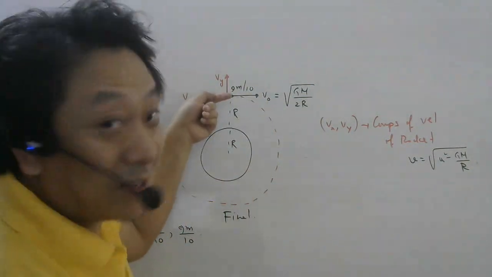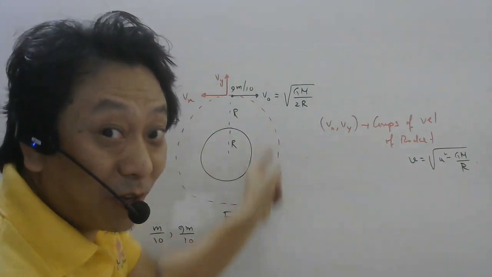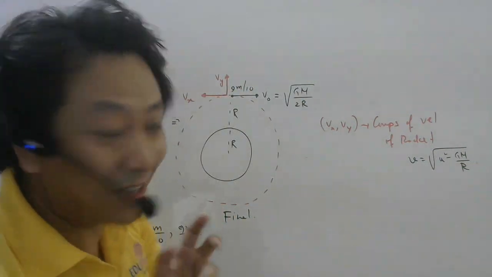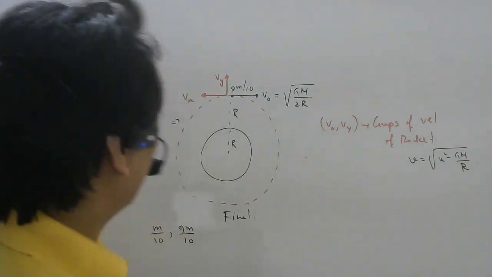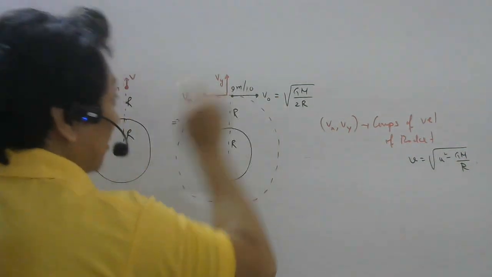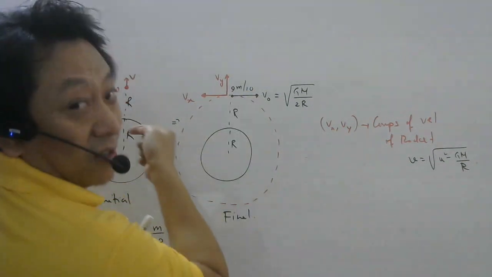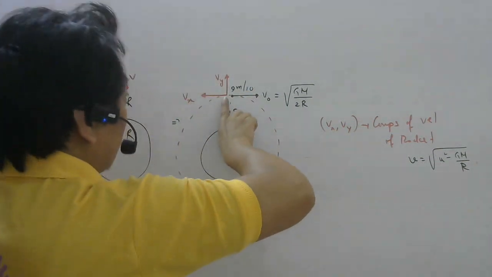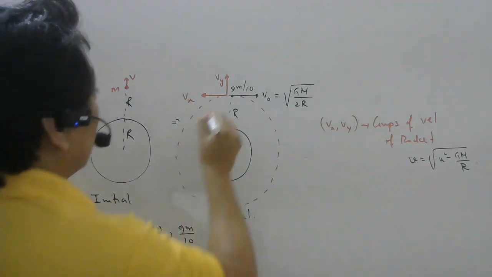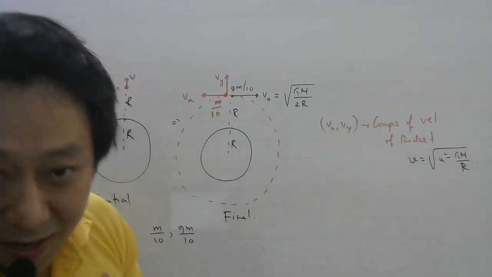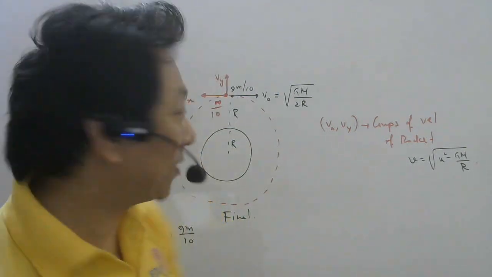But here the remaining satellite is moving in a circular orbit, so it will have tangential velocity, isn't it? This is the orbital velocity. So to cancel this momentum, our rocket should have one component of momentum this side, and there must be one more component this side. Remember, this mass is m by 10. Right? Now let us use conservation of momentum.